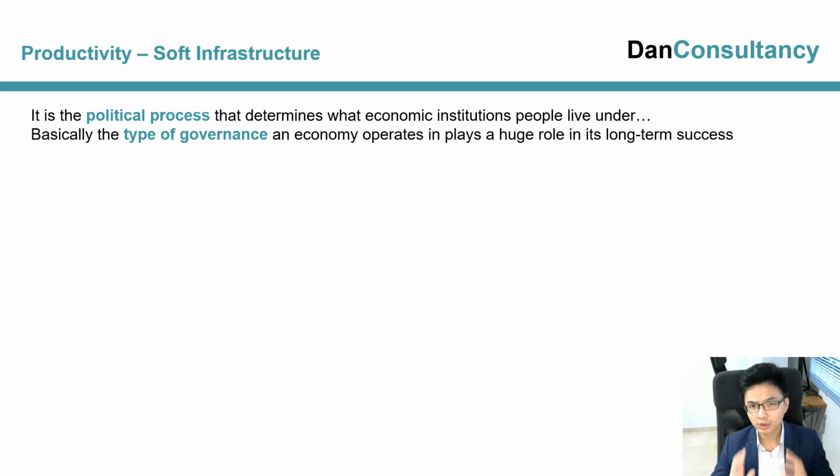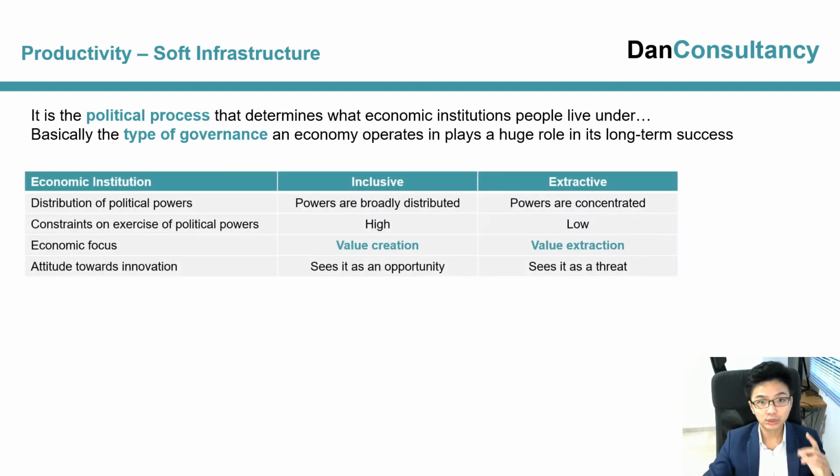And it is the political institutions that determine how this process works. In other words, the type of governance an economy operates in plays a huge role in its long-term success. I mean, just look at Malaysia and compare it with Singapore, right? I think it's pretty self-explanatory.